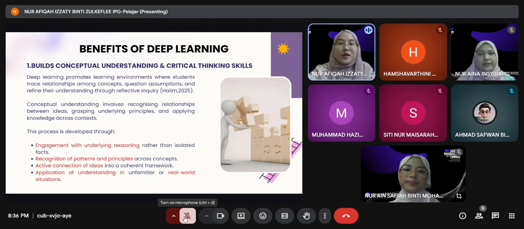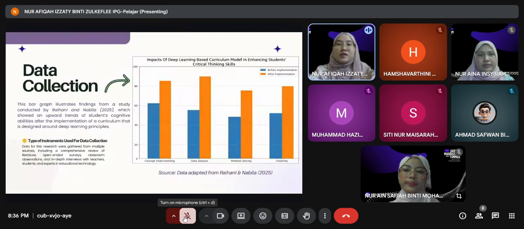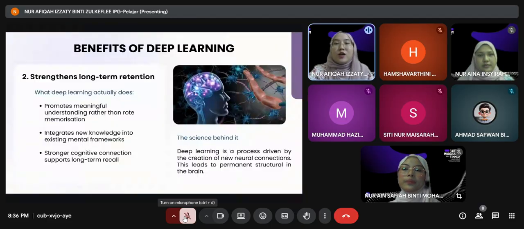They cannot do that, right? So that's why it's very important, because it helps your brain to apply or help the cognitive development, whether critical thinking skills and whatnot. And this is the study that was conducted by Rahani and Nabila, which showed an upward trend of students' cognitive abilities, especially in critical thinking skills, after the implementation of a curriculum that is designed around deep learning principles. So now I'll pass to the second speaker to explain more about benefits of deep learning.